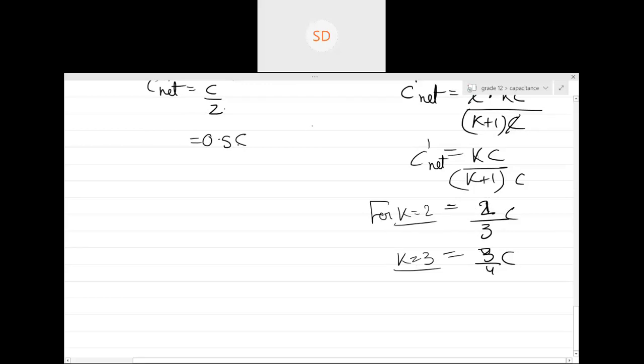So in every case, whenever K is greater than 1, C dash net will be greater than C net. Is this clear? That implies that if you put a dielectric slab, the capacitance will increase. Yes or no, guys?